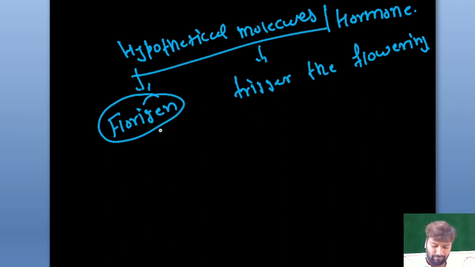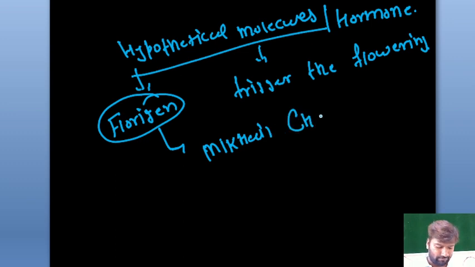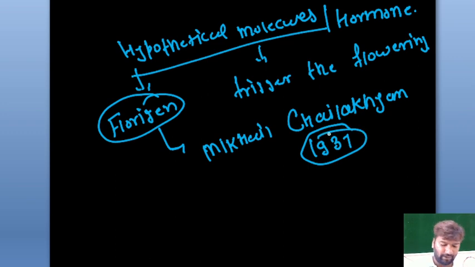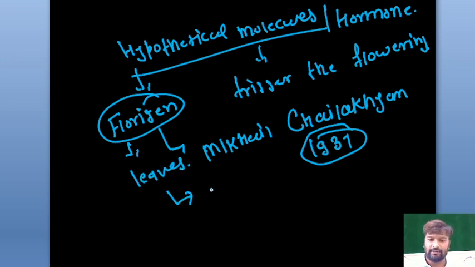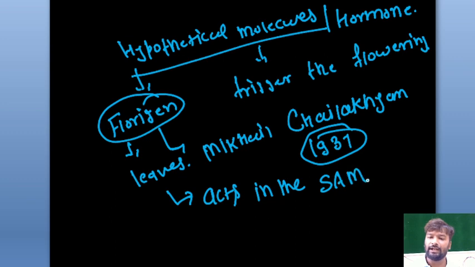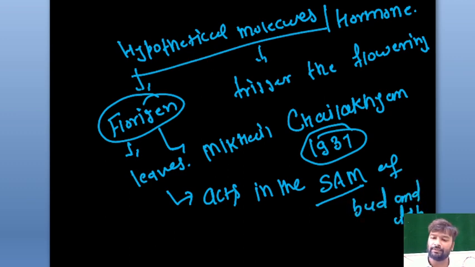The name was given by the scientist Mikhail Chailakhyan in 1937, and this hormone is produced in the leaves and acts in the shoot apical meristem of growing buds and tips.